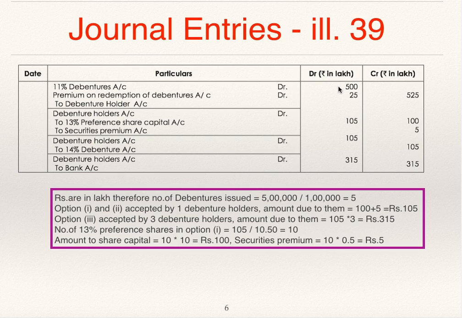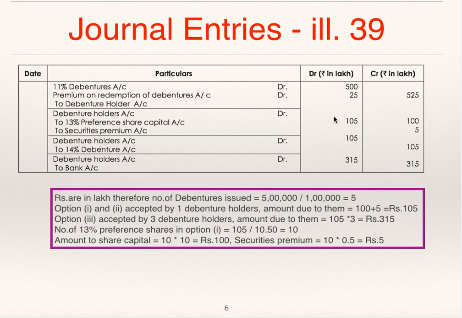11% debentures account debit 500, rupees are in lakhs. Premium on redemption of debentures account debit 25, to debenture holders account 525. Debenture holders will be getting back 500 as capital and 5% of capital. 500 into 5%. 5% of 500 is how much? 25. So 500 plus 25, total 525 is due to debenture holders.